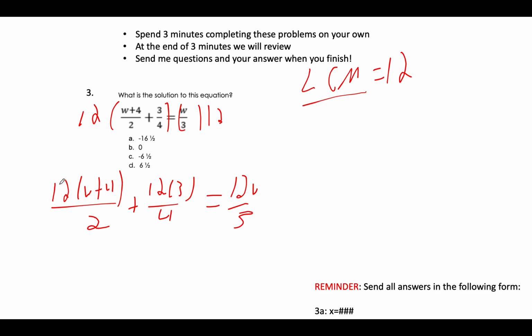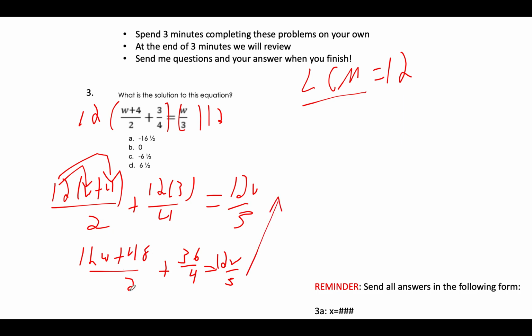To simplify this, we're going to distribute the 12 to each value here. So we get 12w plus 48 all over 2, plus 36 over 4, equals 12w over 3. 12w divided by 2 gives us 6w. 48 divided by 2 is going to give us 24. And 36 divided by 4 gives us 9, equals 12w over 3, which is going to be 4w.